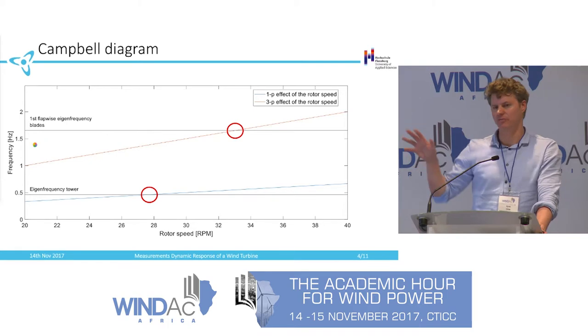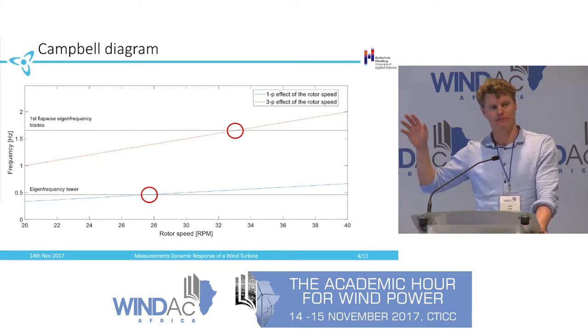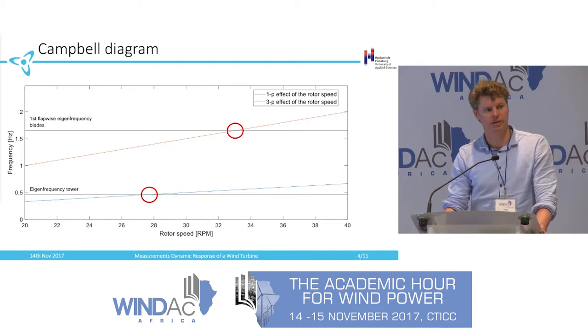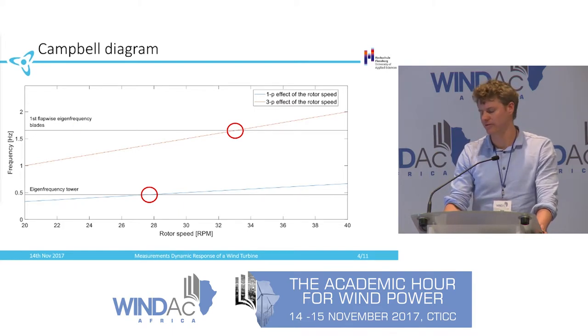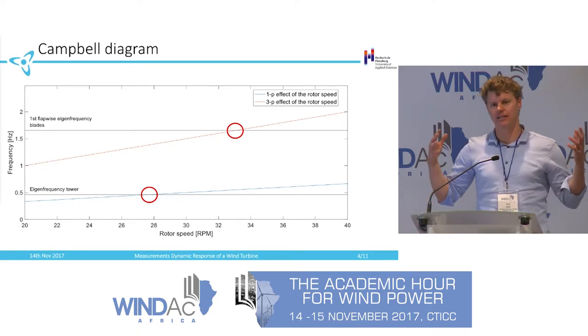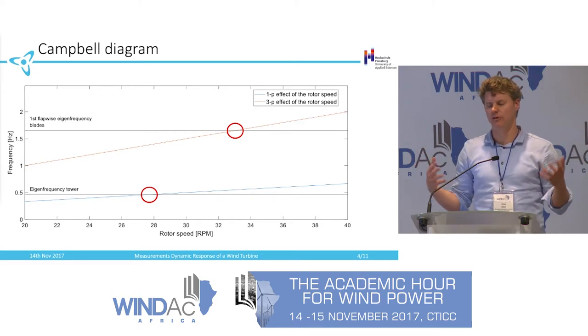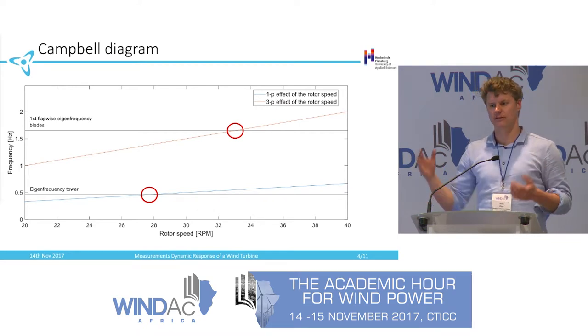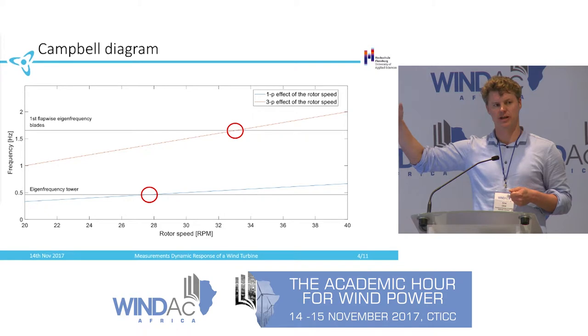We basically have all of these graphs in our paper, so you're very welcome to ask me questions about it and get in touch with me via email or so if you want to look into it later. So basically we found that at this operating point we might get into trouble when trying to control the wind turbine. So that's the answer to the first research question I put up earlier.